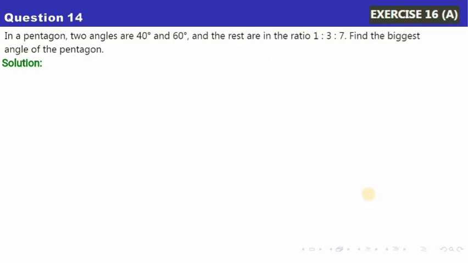Okay, let's have the last question. So it's again a similar and simple question. In a pentagon, 2 angles are 40 degrees and 60 degrees, and the rest are in the ratio 1:3:7. So pentagon means 5 sides and 5 angles. The measures of 2 angles are given, and the remaining 3 angles are given in the ratio. So you need to find the biggest angle of the pentagon.